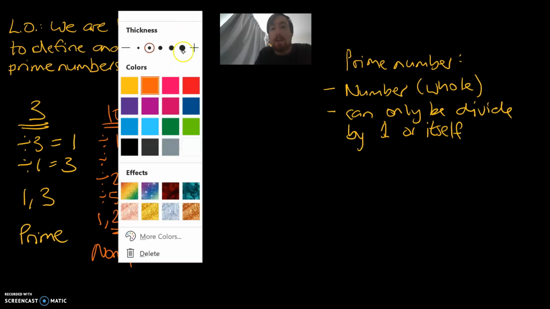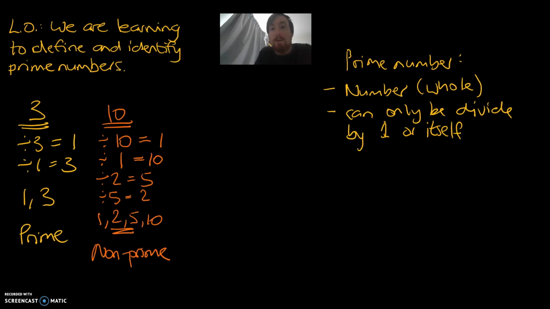Let's find another pen color. We're going for the pink one this time. Now we're going to look at the number 7. Let's have a think. What numbers can we divide that by? We can always divide it by itself, so 7 divided by 7 will get us to 1. And we can always divide it by 1, so 7 divided by 1 is going to get us to 7.